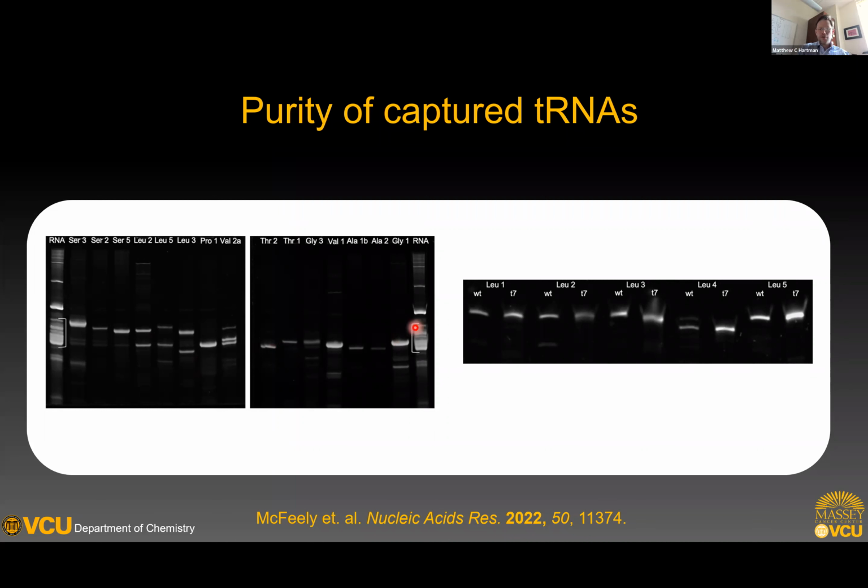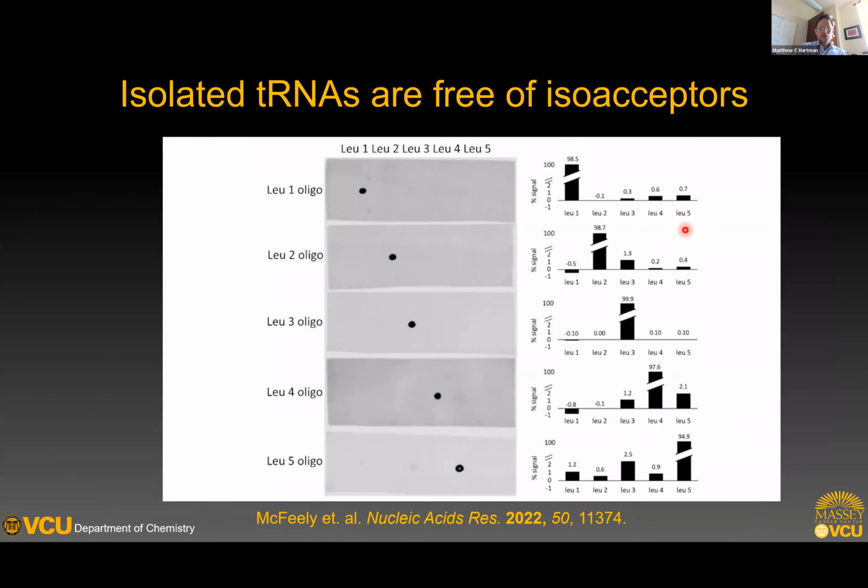So we were able to optimize this. I'm going to focus here on the leucine tRNAs. And so these are the wild type leucine tRNAs. You can see here they are one band. We also made the in vitro transcribed versions of these using in vitro transcription. These lack all the post-transcriptional modifications. Just to check that they were pure, we did northern blotting.